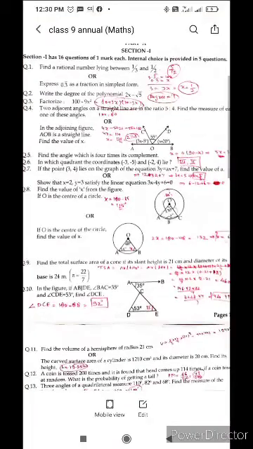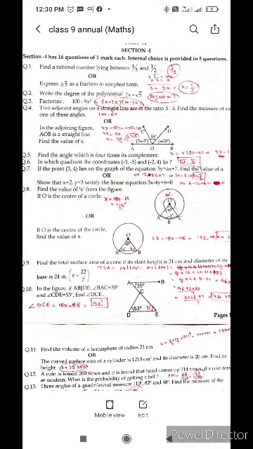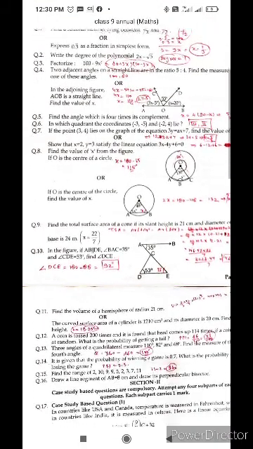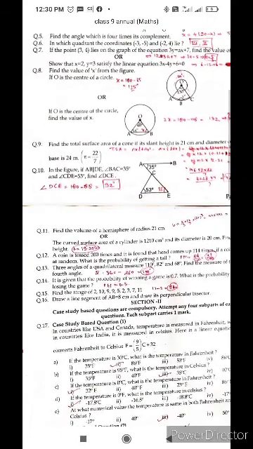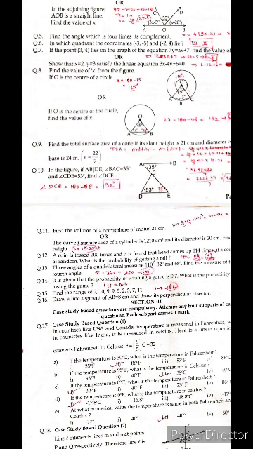Now next part, that is part number 2. If O is the center of the circle, find the value of x. So in this case, let me draw the figure. Okay, triangle 48.